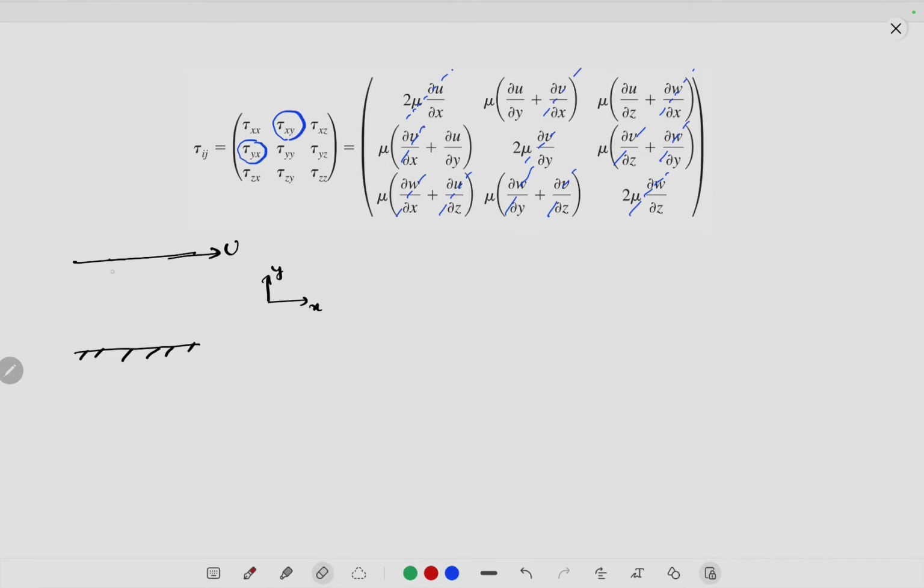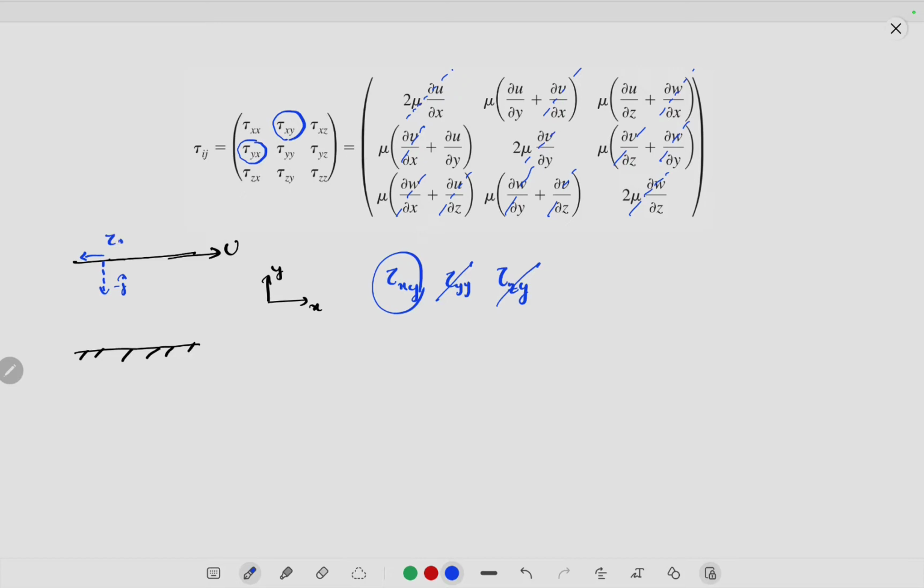Okay, now the top plate has normal vector along minus j hat. So only shear stress tau xy, tau yy, and tau zy will be there on the plate. And since from our previous argument, tau yy and tau zy are 0, we'll be only left with tau xy. Okay, and since this is acting along minus j hat, tau xy will be directed in this direction.